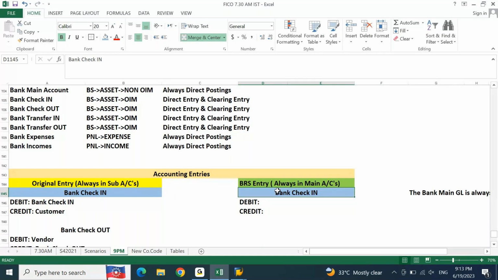If I want to clear my sub account, do I need to credit my sub account or debit my sub account? Credit to sub account, and main account it should be debit. First, I need to credit bank check incoming. Now, whatever confusion you are getting, you have to get this confusion at the beginning. Later on, this confusion will have to become clarity. You should have that clear understanding by crossing this confusion state.